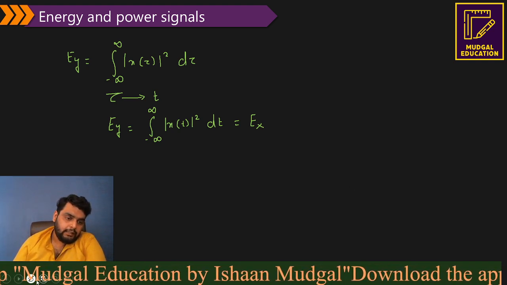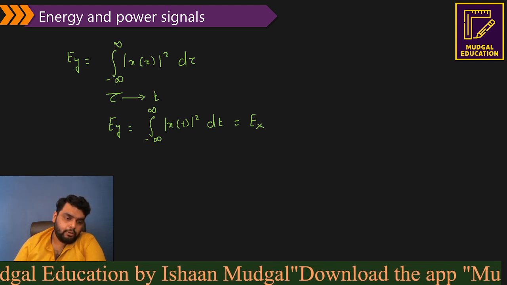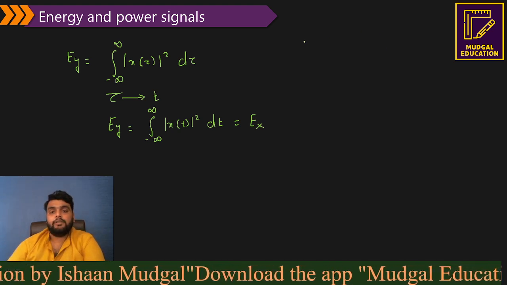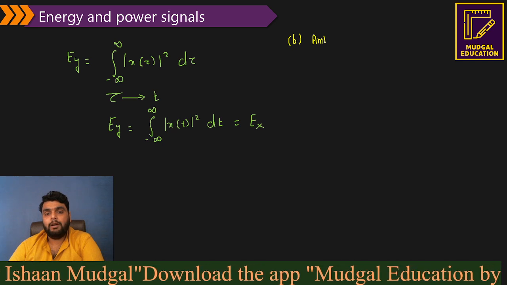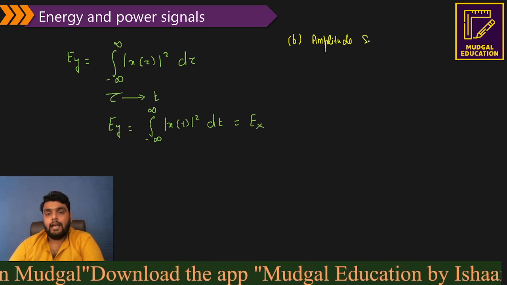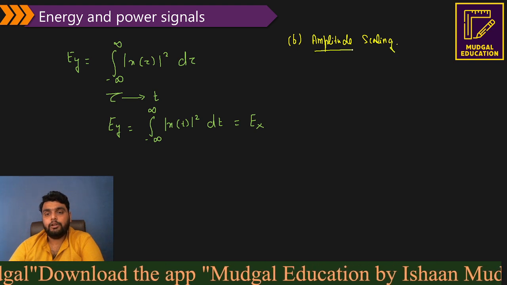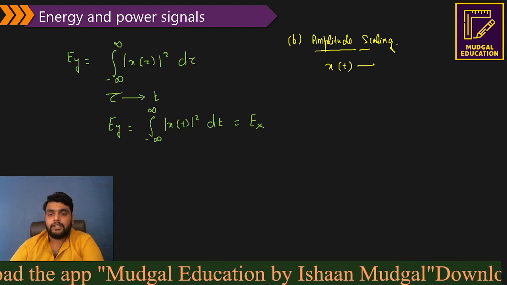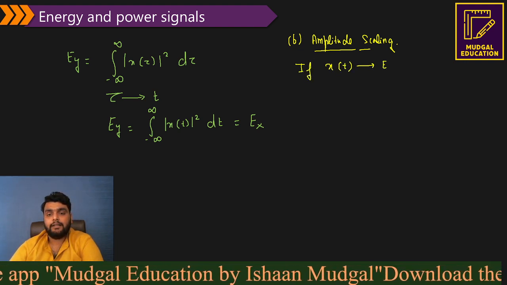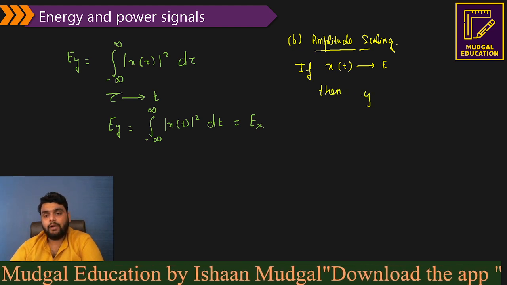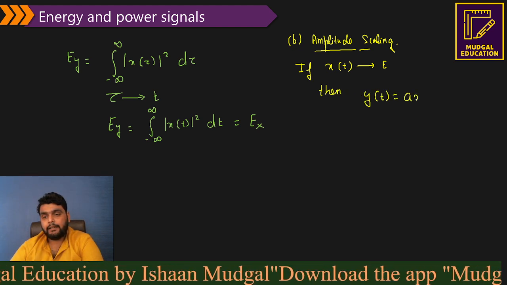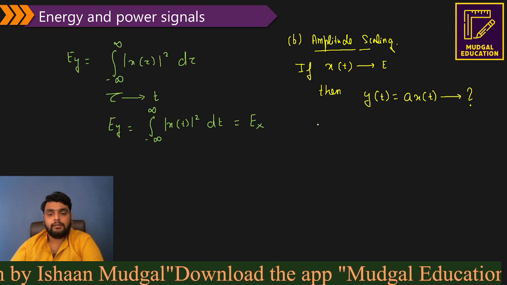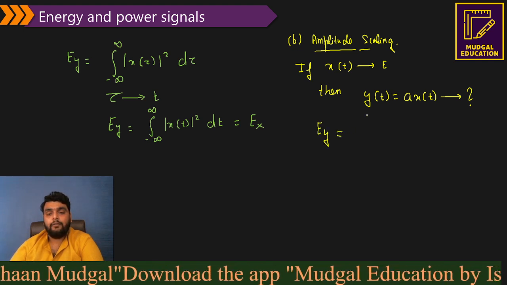Okay, understood? Now the next signal operation is amplitude scaling. Very easy. Let's suppose I have a signal xt which has energy E. Then I have a signal yt which is equal to A times xt, and the question is what will be the energy here. So let's find the energy of the signal y.